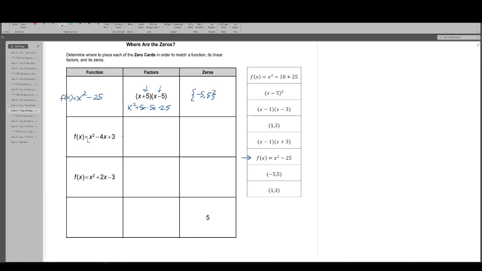For this one, how are we going to do this other than trial and error, considering we don't know how to factor yet? Well, let's do a slight intro to factoring with the area model. So you know how to divide polynomials with the area model. What we're going to do here is divide in a way that's called factoring.